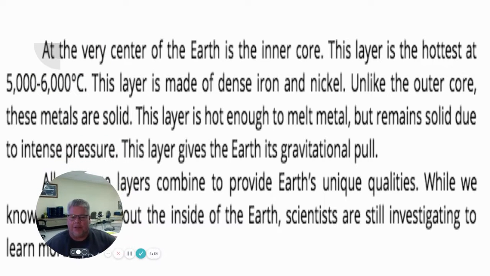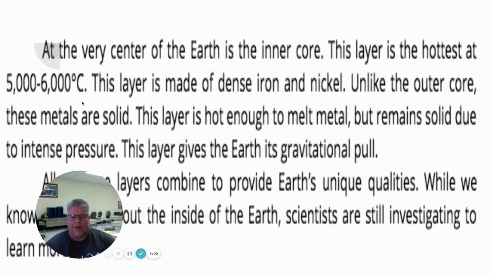At the very center of the Earth is the inner core. This layer is the hottest at 5,000 to 6,000 degrees Celsius. This layer is made of dense iron and nickel. Unlike the outer core, these metals are solid. This layer is hot enough to melt metal, but remains solid due to intense pressure. This layer gives Earth its gravitational pull.